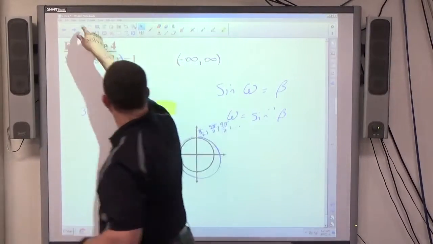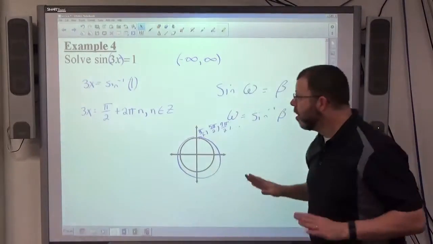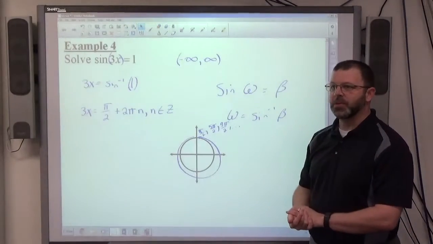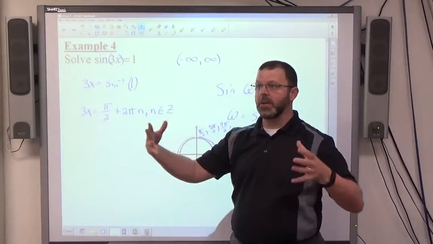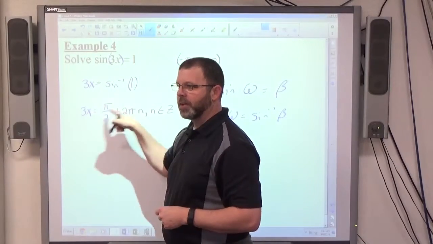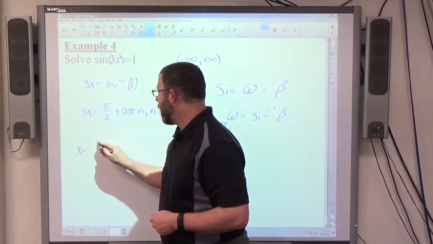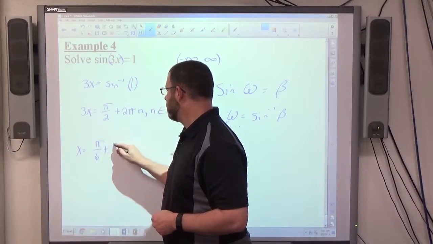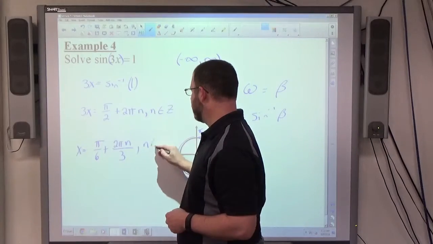All right, finally, once we've gotten that far, that doesn't say x equals, it says 3x equals. So the first thing you want to do is figure out what 3x equals, get the entire answer for 3x, and then you simply divide by 3. That's 3x equals numbers, so divide by 3. Then x equals pi over 6 plus 2 pi n over 3, where n is an integer.